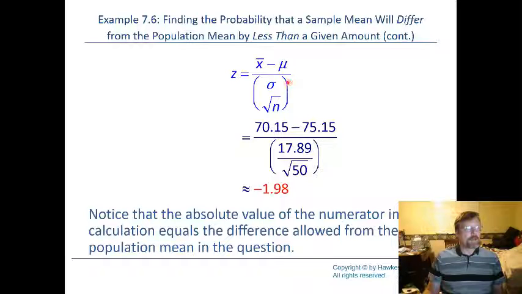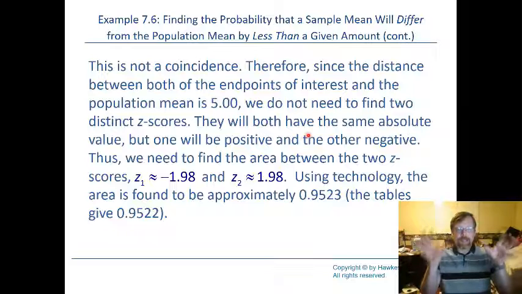One thing to note is the absolute value up here is the difference from the mean, period. So this is 5 below the mean, I'm going to get the same number with the 80.15 without the negative sign. I'm moving the same distance from both sides, and it's symmetrical, so I will be looking at plus and minus 1.98.